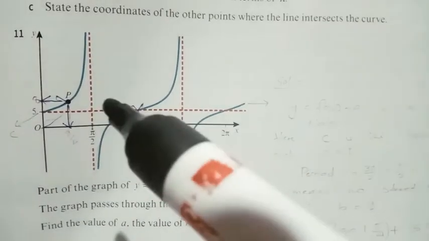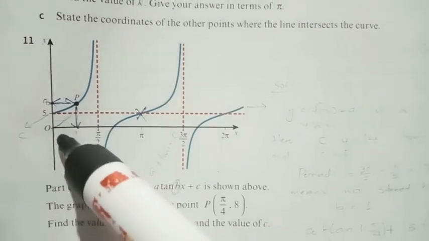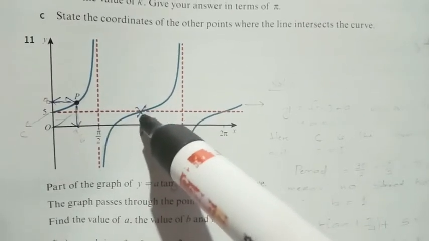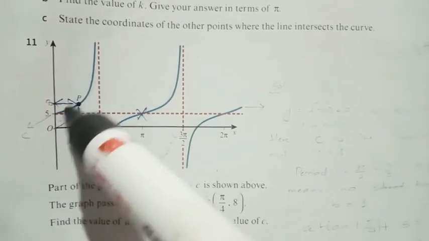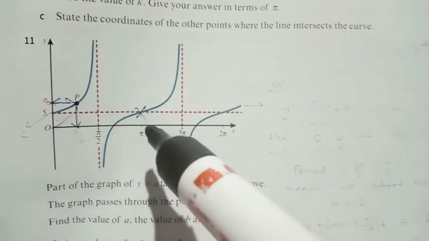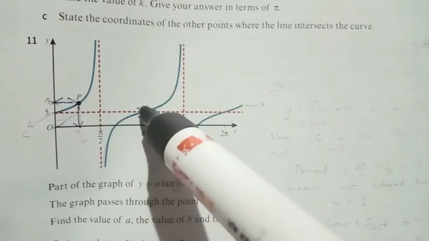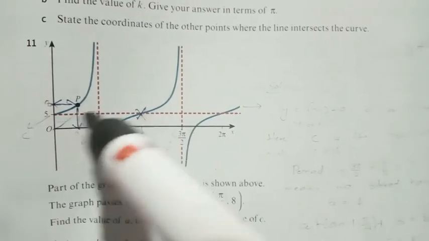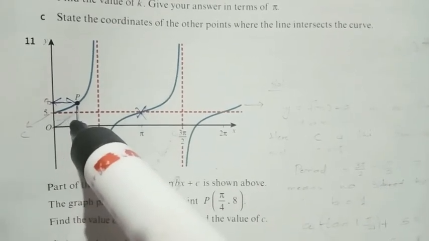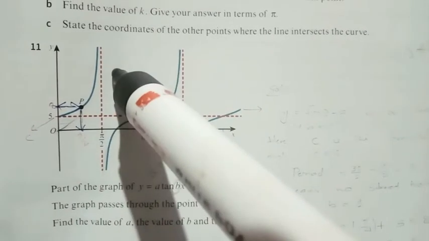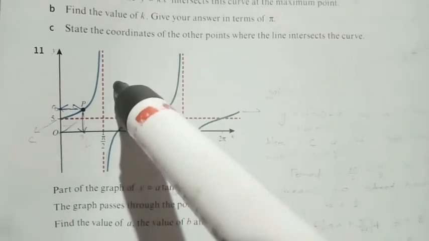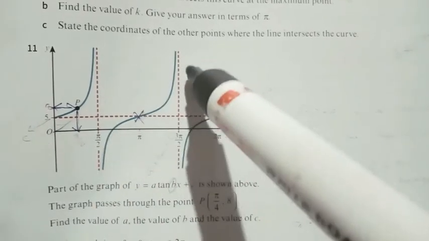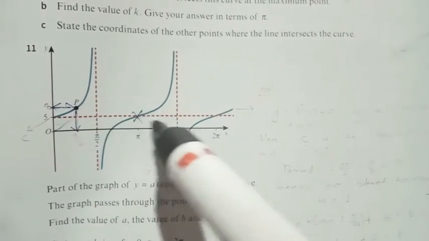How do you identify? Because you see at 0 degrees the graph is at 5. At 0 radian the graph is at 5, and at pi radian also the graph is at 5. So 0 radian and pi radian both give us the same answer. Or even you can find out the distance between the asymptotes. One asymptote is here, the second asymptote is here. Find the difference between the asymptotes.